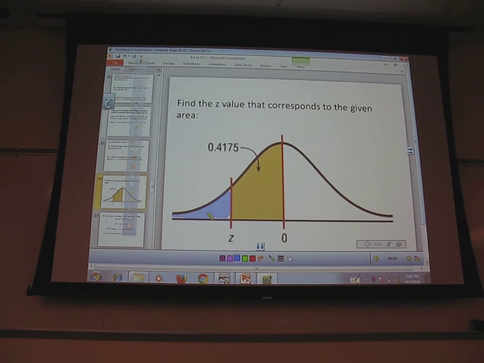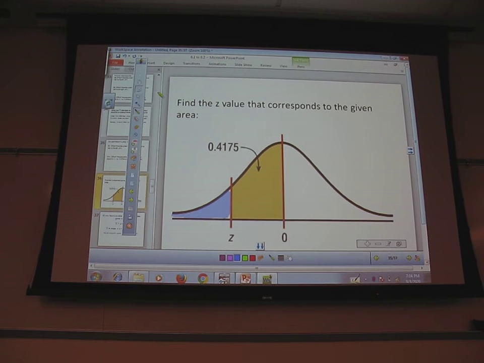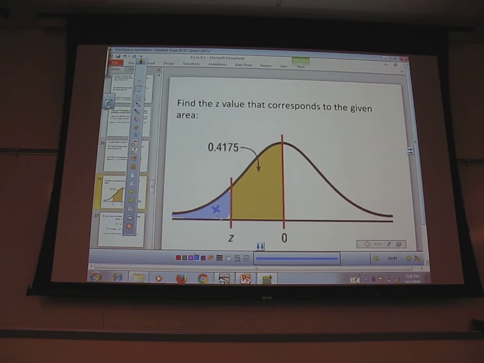Everybody kind of following what I'm saying? Here, I'll tell you what I mean. We'll make this x. x plus 0.4175 equals 0.5. So if I subtract 0.4175 from both sides, x equals 0.5 minus 0.4175, which is 0.0825. Can you guys find that and then find the z-score? Do it. This is going to be one of your homework problems, I believe, so you should get some practice doing it.